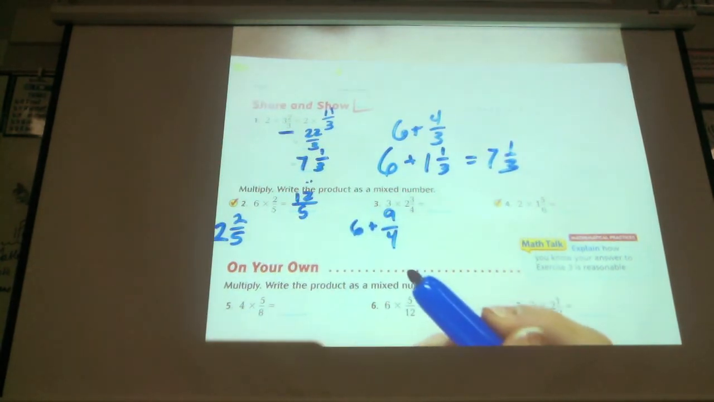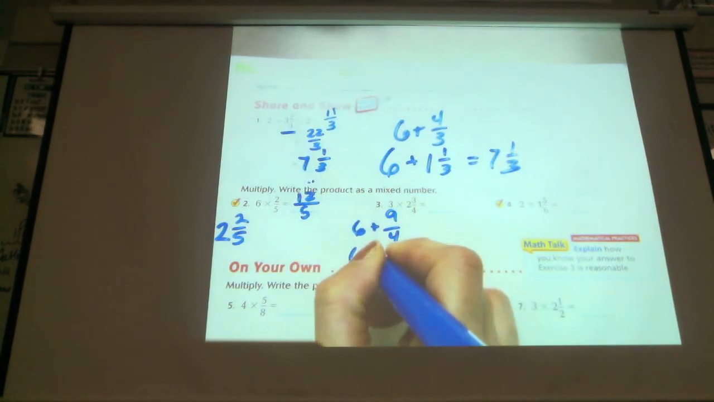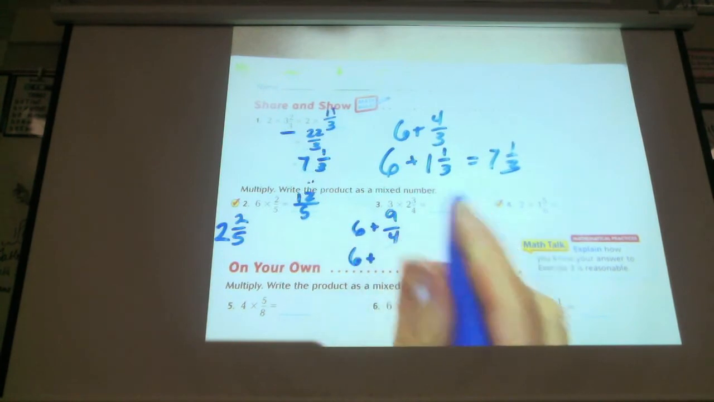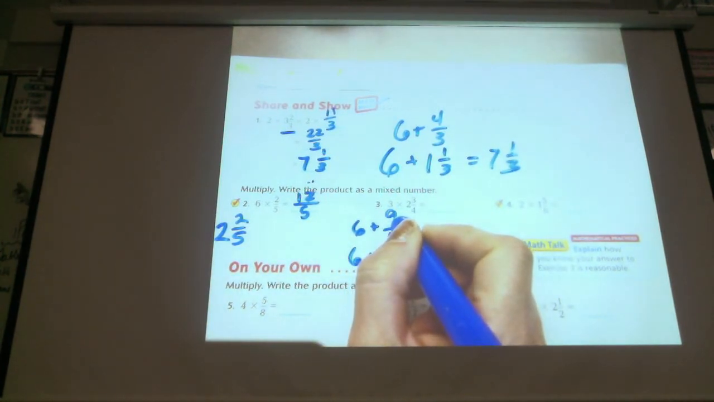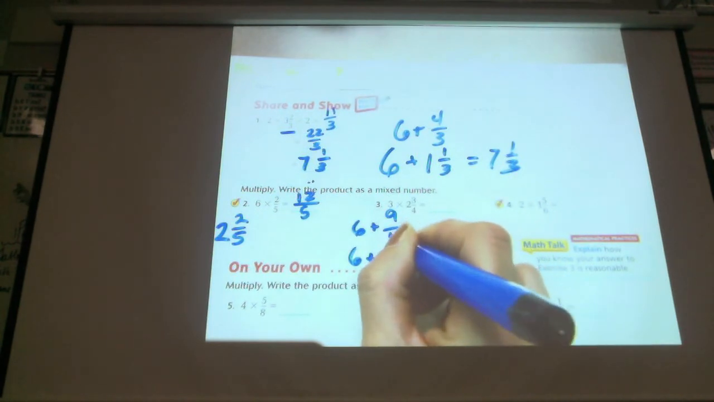So this is me showing my work so I don't forget anything. So I'm going to go ahead and bring down the 6 again, and I'm going to change this to a mixed number. How many times does 4 go into 9? 2 times. And how many is left over? 1.